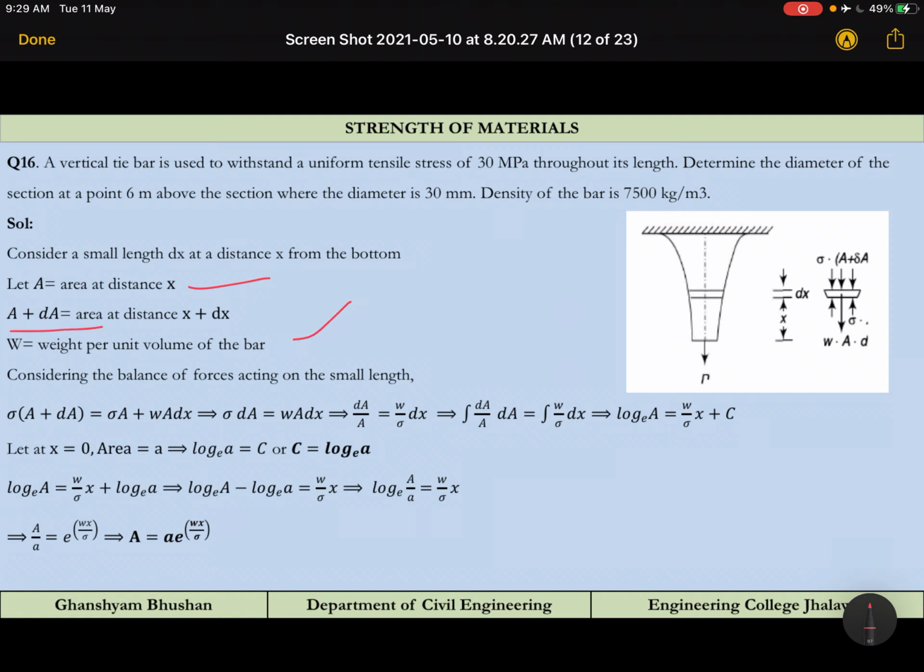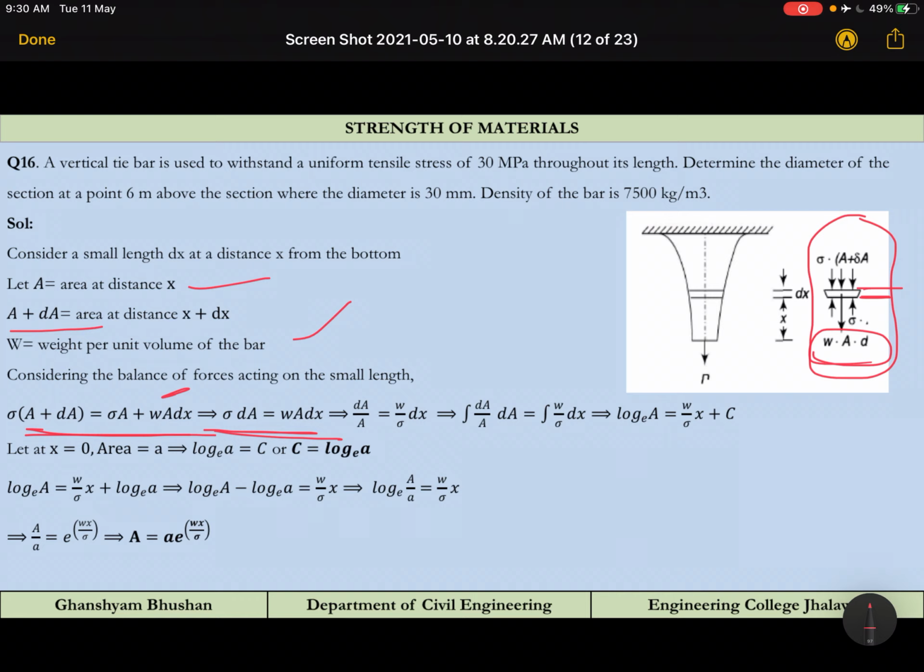Weight w is the weight per unit volume of the bar. Now the stress is the same, but we have to understand this thing. At the bottom surface there is sigma, at the top surface sigma is the same, and the area is changing, but the effect of self weight is also going to act. So we write the force balance equation: sigma into (A plus dA) is equal to sigma into A plus w A into dx. After simplifying, you will get sigma into dA is equal to w A dx.